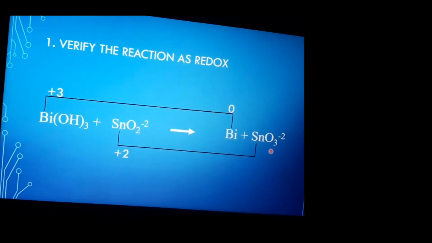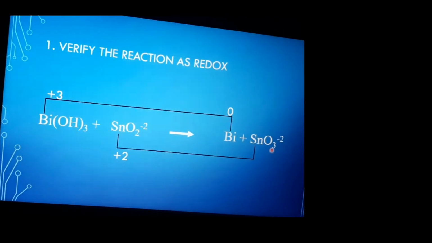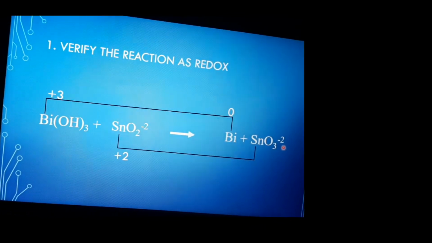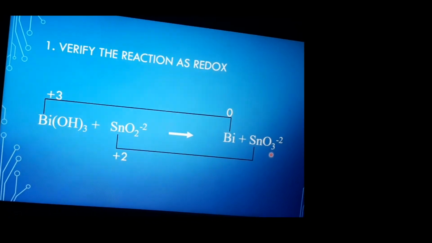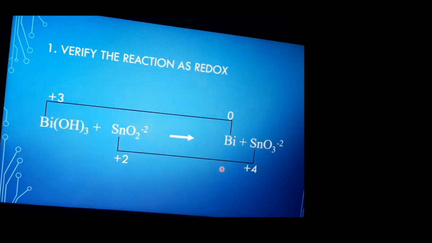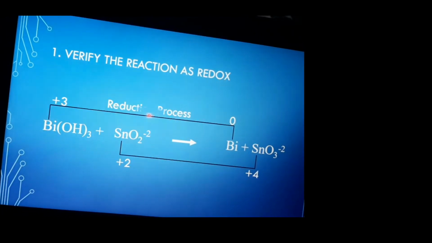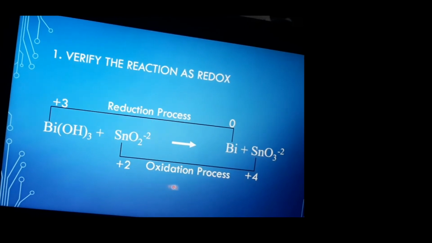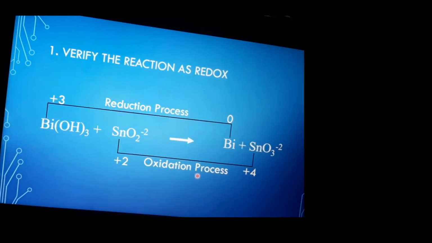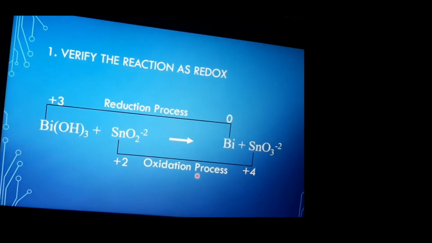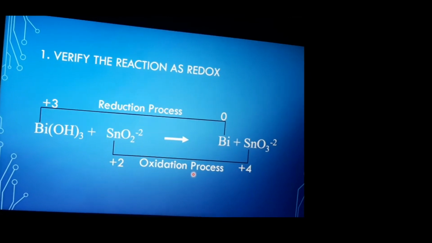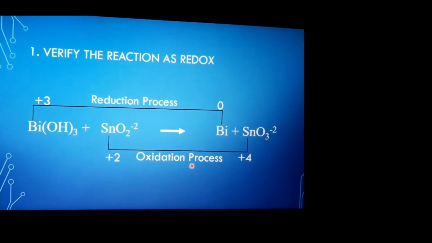Next we have oxygen, here we have 3 times negative 2, negative 6, so that is an excess of negative 2. What is added is positive 4. So positive 3 to 0 is decreasing, so that is a reduction process. On the other hand, we have positive 2 to positive 4, so there's an increase, so that is an oxidation process. So we are done with verification of whether it is a redox or not. We're sure that this is a redox reaction.